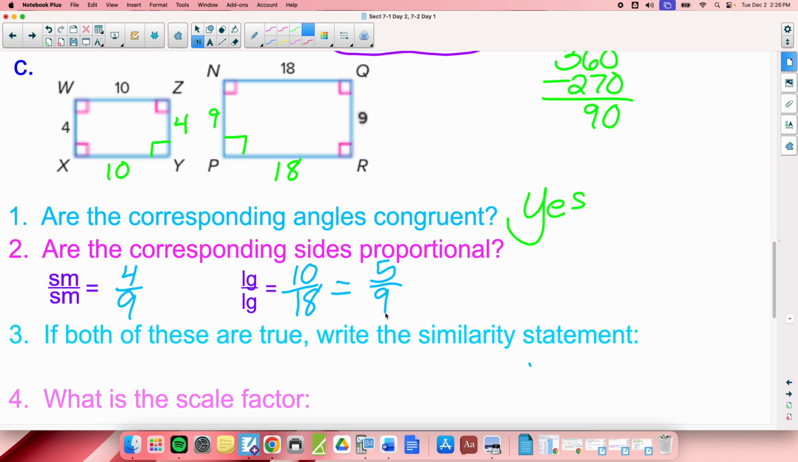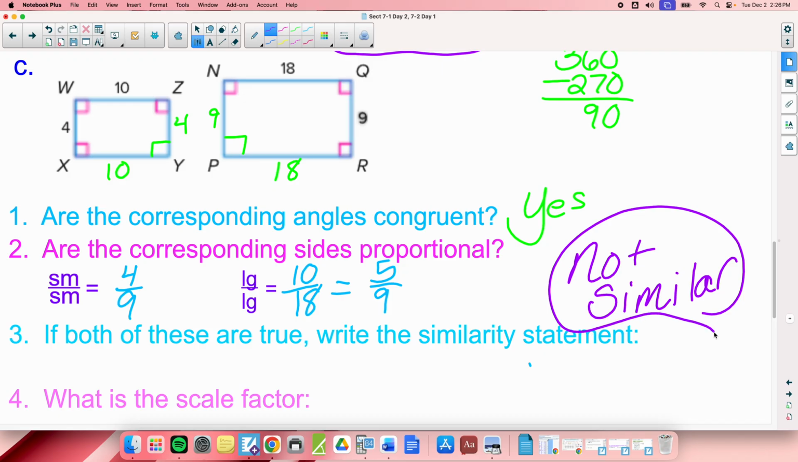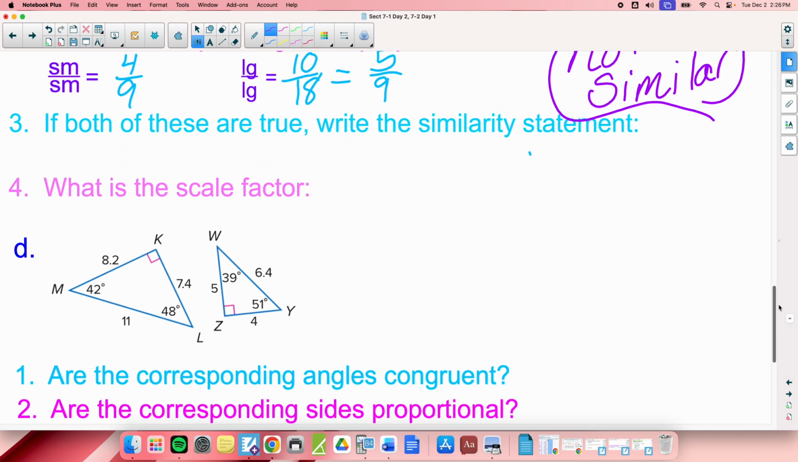Are these the same? So what you can do there when they're not the same is just say not similar and you're done. You don't have to fill out anything else. You're just done with that problem. No would be fine too. Yep, no would be fine.